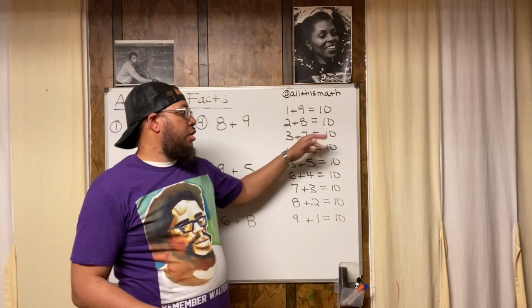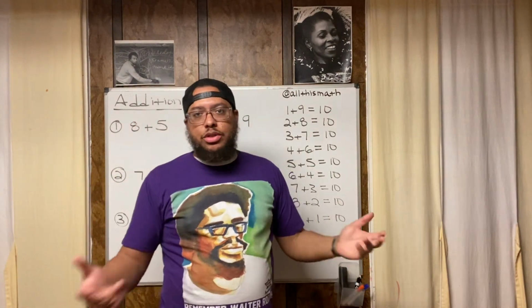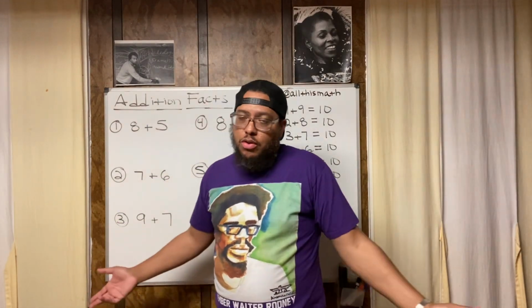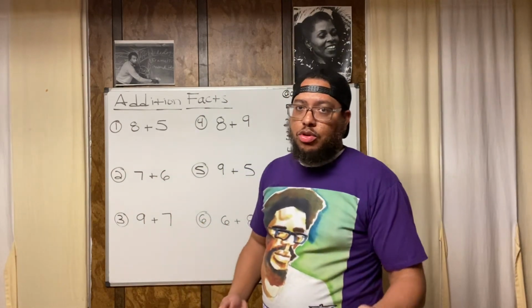So here, 11 is just 10 more than 1. 12 is just 10 more than 2. 13 is just 10 more than 3. 14 is just 10 more than 4. 15 is just 10 more than 5, and so on, until you get to 20 and it starts over.